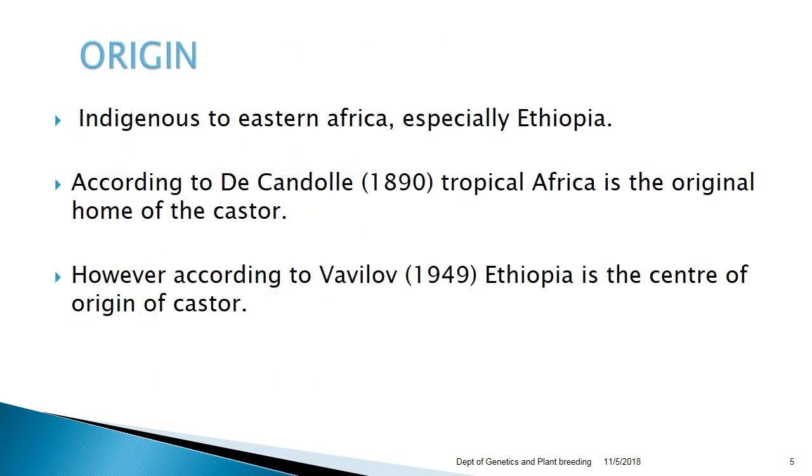Origin of castor: it is indigenous to Eastern Africa, especially Ethiopia. According to De Candolle 1890, the origin is tropical Africa. However, according to Vavilov in 1949, Ethiopia is the center of origin.